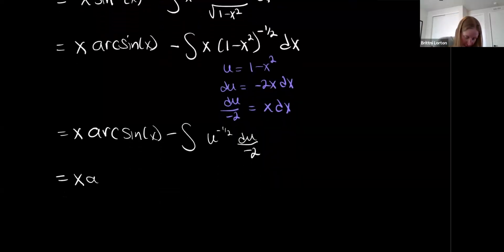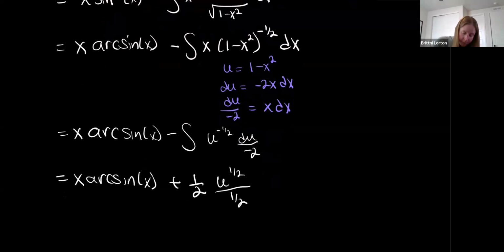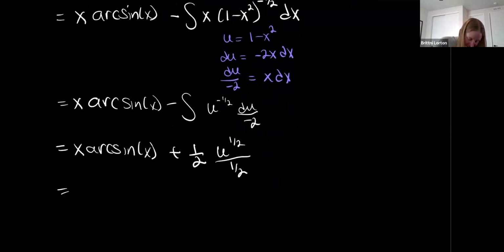Then this is x times arc sine of x plus 1/2. The two negatives cancel, then I take the 1/2 outside the integral, and then I'm going to add 1 to the power, divide by the new power. And then I'm going to replace that. So now I have x times arc sine of x plus the square root of u, which is 1 minus x squared.